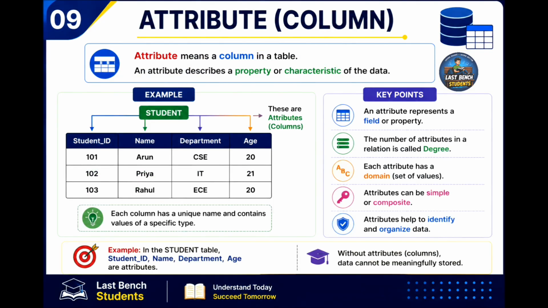An attribute is a column in a table that describes a specific property of the data. Each attribute has a unique name and stores values of the same type. In this student table, student ID, name, department, and age are all attributes. Attributes help organize data in a meaningful and structured way.